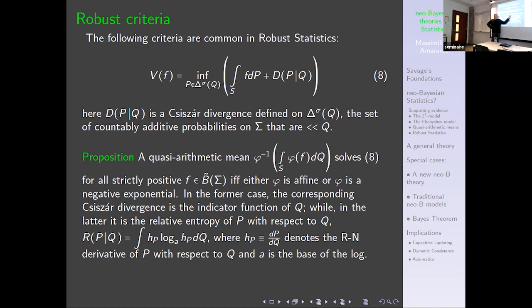When phi is the identity, then this is expected. But when phi is the negative exponential, the solution of the equation here is the relative entropy. So you get what I had mentioned this morning as the most popular model in robust statistics. And so now you have an axiomatic foundation, the axioms that we know, for this alternative probability theory where you use divergences rather than the two norm, for this model that, as I mentioned, is most popular.